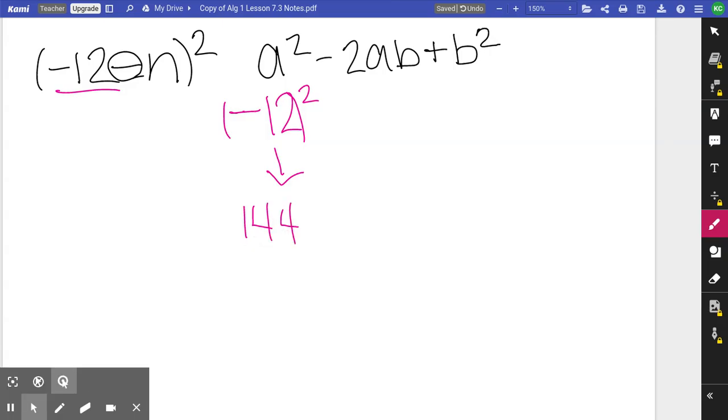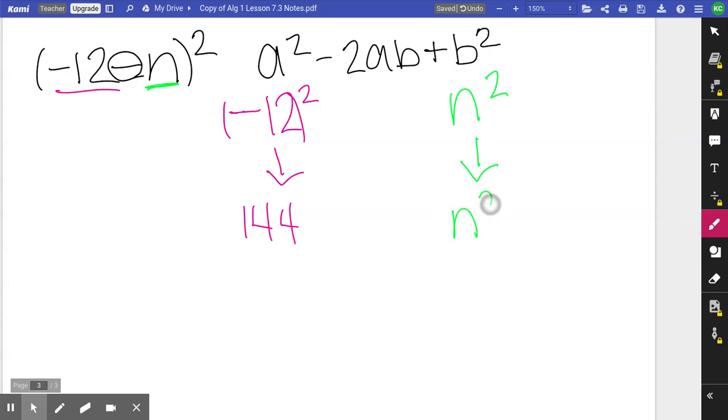Next, let's do our b squared. So I'm going to have n. So n squared, that's just going to stay n squared. And then we're going to do our negative 2ab. Okay, so we're going to say 2 times a, which is negative 12, times b, which is n.